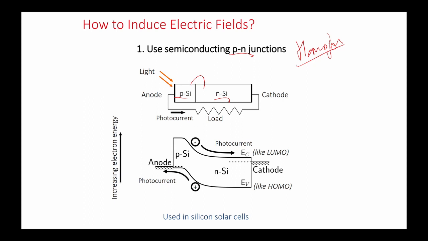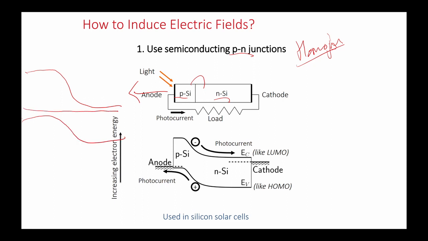So in a homojunction, if we draw a band diagram of this one, on this side, this is a P type semiconductor.